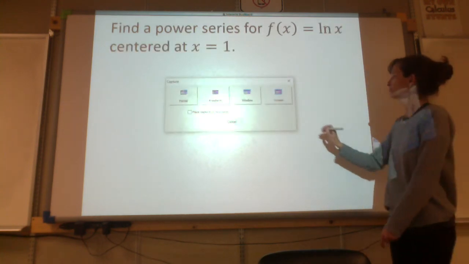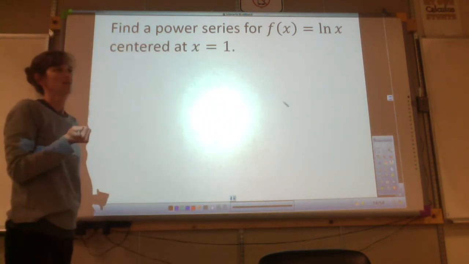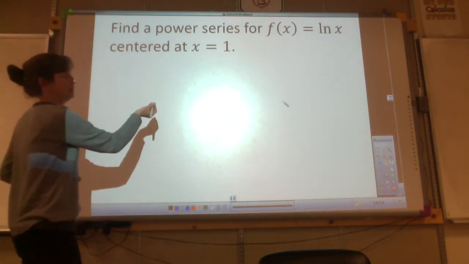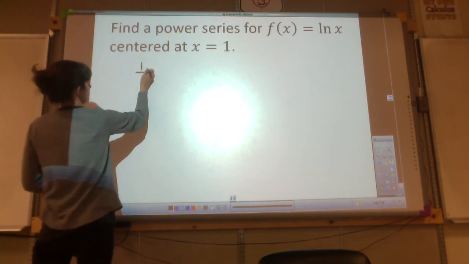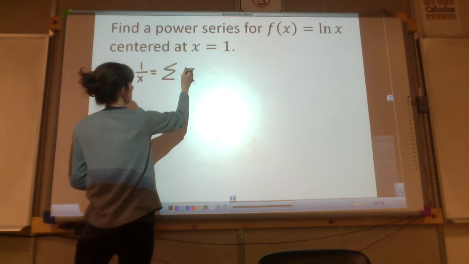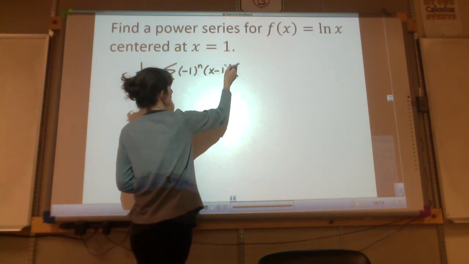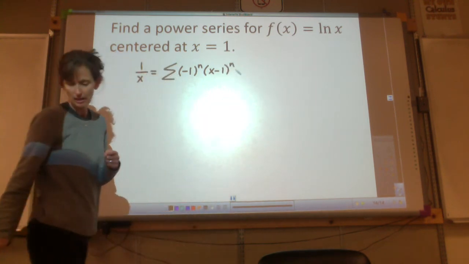Okay. Good. Might this have something to do with the example that we just did? I wonder. The center of 1 over x. We had figured out that 1 over x was the same thing as negative 1 to the n, x minus 1 to the n. Is that correct? Yes. Is that what I just got? I need to check my notes, folks.